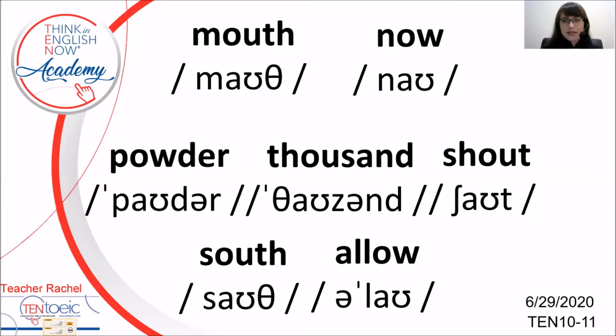Allow. This is similar to the word permit. So, for example, a mother allows her child to go play outside. So she lets him, she permits him, she allows him. So he says, Mom, can I play outside? Yes, I allow you to play outside.